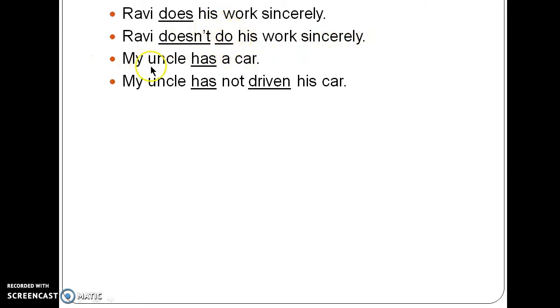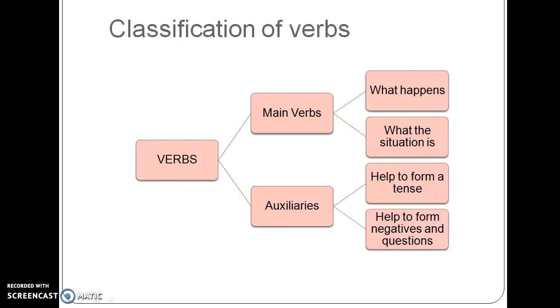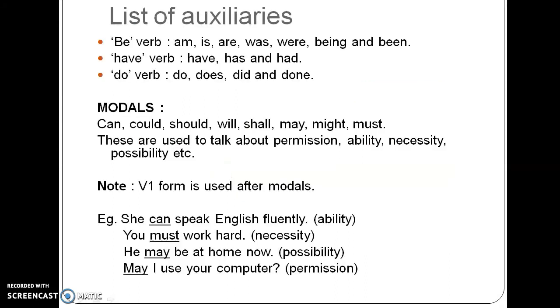Next, my uncle has a car. Here has is the main verb, but in the next sentence, my uncle has not driven his car. Has is the helping verb and driven is the main verb. So you have seen that one verb can sometimes play the role of a main verb, and sometimes it plays the role of a helping verb. Now let me show you the list of some auxiliaries.